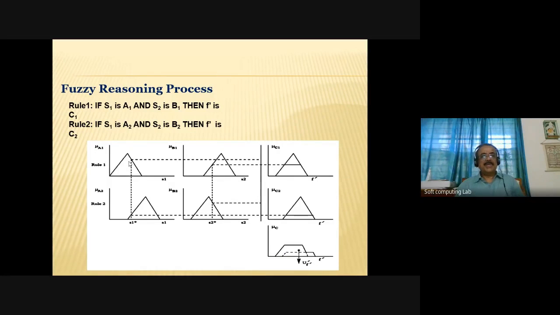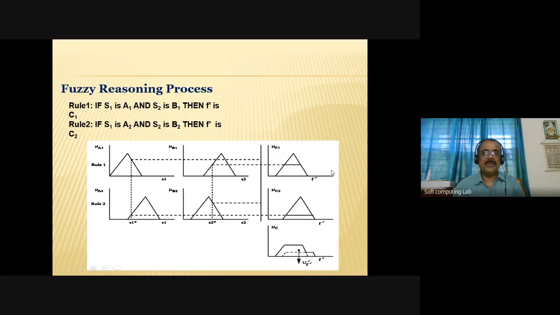Now, how to determine the output corresponding to a fired rule? I'm going to discuss that with the help of this particular figure. Supposing that, out of 16 rules, hypothetically, only 2 rules are going to be fired. What are the rules? Fired rule 1: if S1 is A1, that is the first input, and this is the membership function distribution for the first input, that is temperature, and S2 is B1, that could be the membership function distribution for the humidity, then the output is C1. So this is the membership function distribution for C1. Supposing that this is a fired rule.